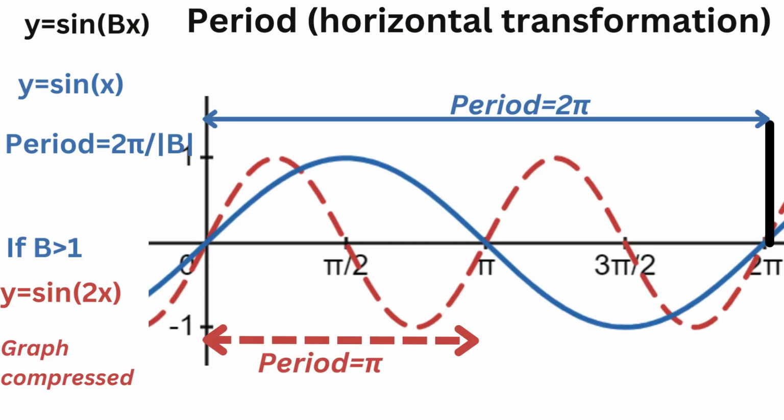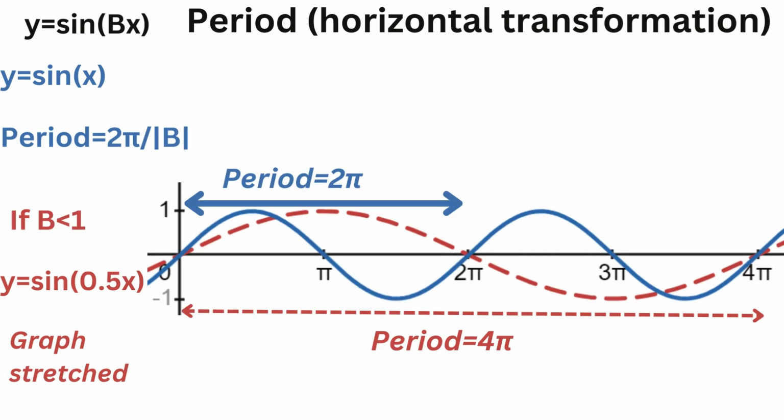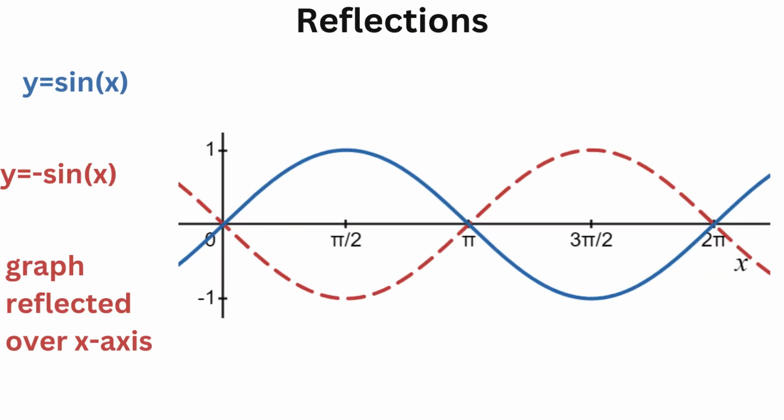Next is the period. The period tells us how long it takes for the function to complete one full cycle. With y equals sine bx, changing b changes the period of the function. The period is 2 pi over the absolute value of b. So if b is greater than 1, the period gets shorter, and if b is less than 1, the period gets longer.